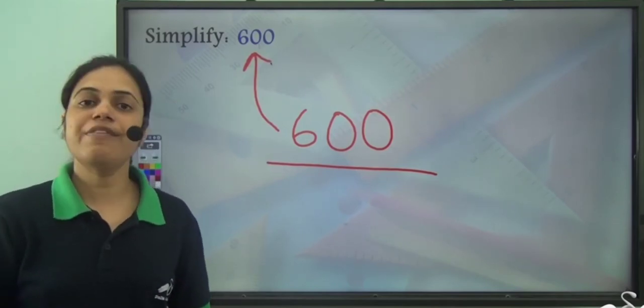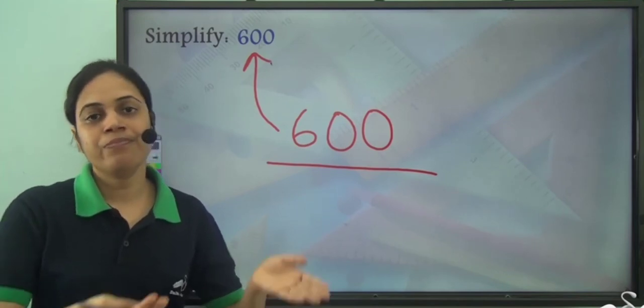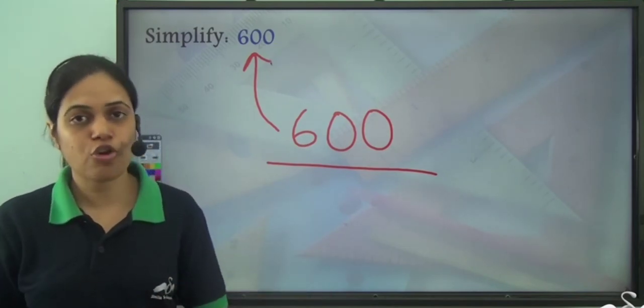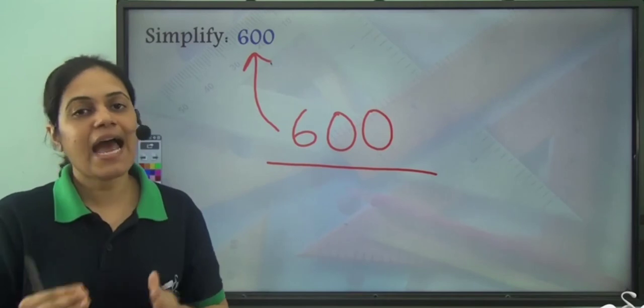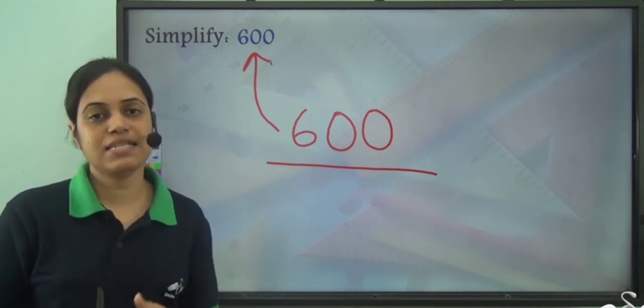So this is how, given any 3-digit number, you can write the expanded form by writing the place values of all the 3 digits and adding them. Also, from the expanded form, you can get the simplified form.